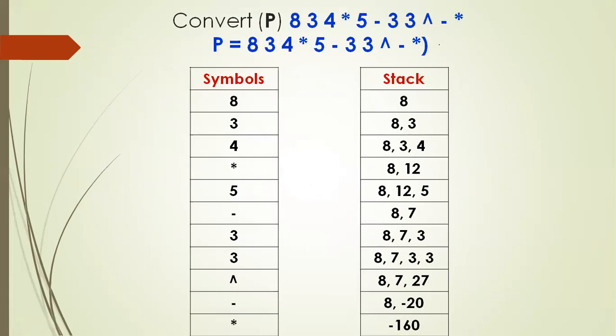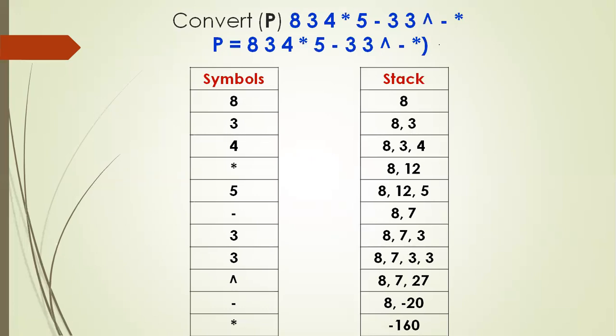So here the operator we come across is which one? Star. Remove the top 2 elements. When you remove the top element, what is the value? N1 becomes 4. And next time you remove the next element, that becomes 3. Then what is the operator you encountered? Star. So apply that operator between N2 and N1. N2 is how much? 3. N1 is how much? 4. So it becomes 3 into 4.